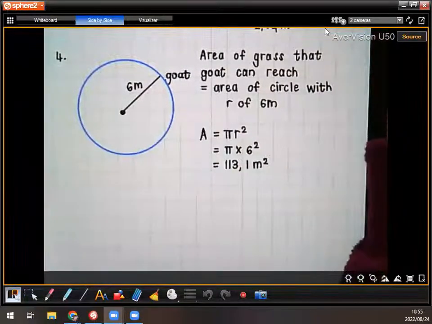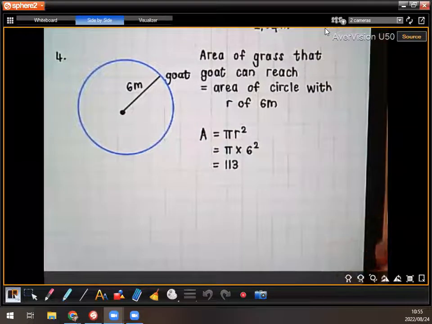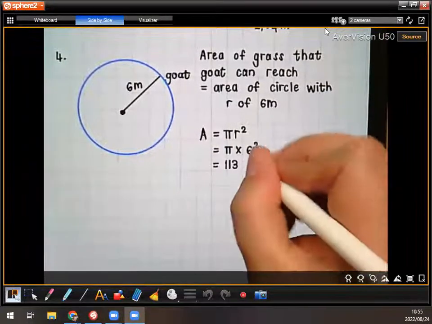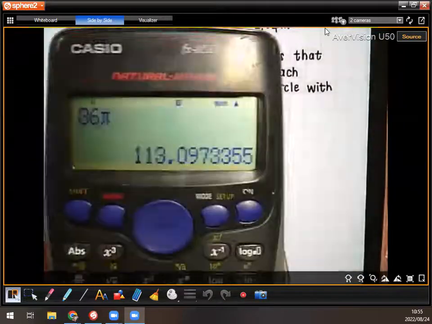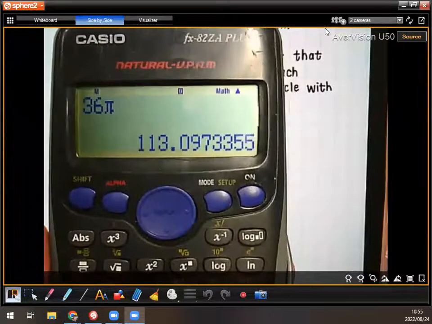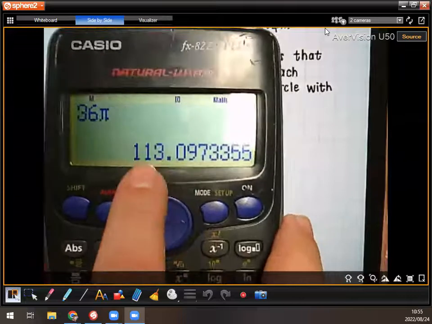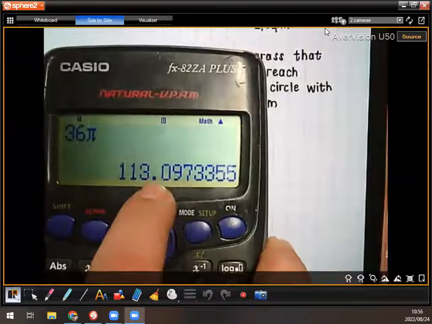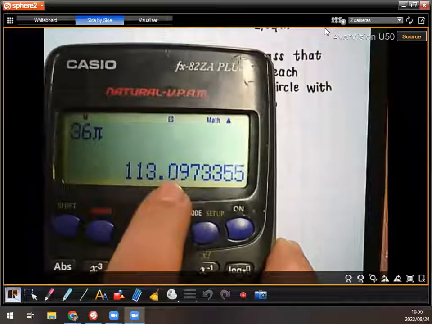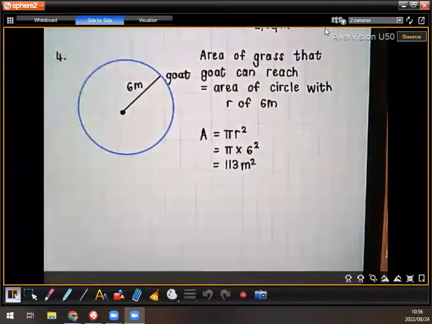Oh, sorry, I must read my instructions. They said to the nearest meter squared, so it's 113. To the nearest whole number, do we agree that that's just 113, right? Because the digit after would round up if it were 5 or more, but because it's a 0, smaller than 5, we would have to round down. Okay, so that's why it's 113. Any questions?